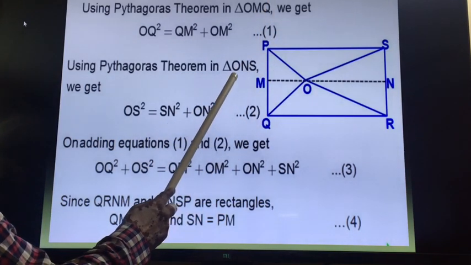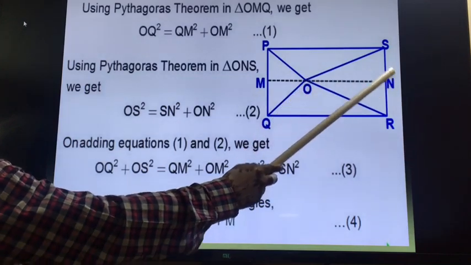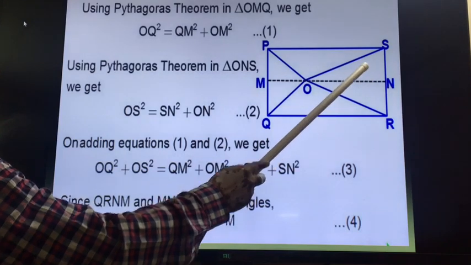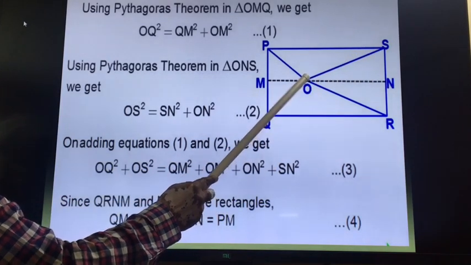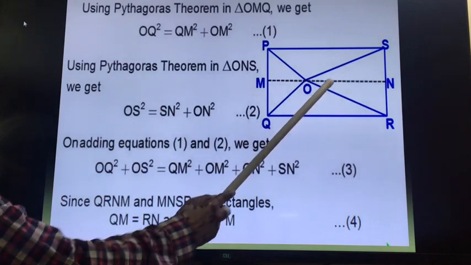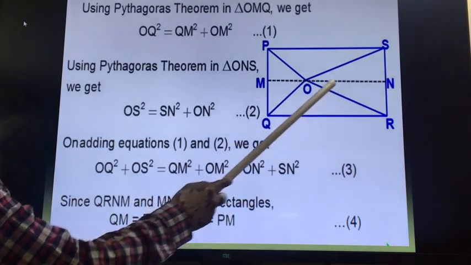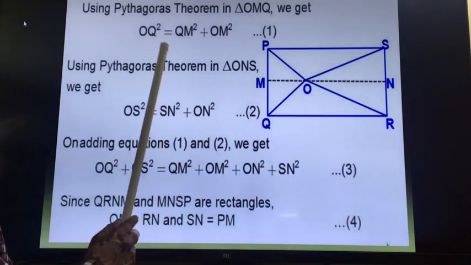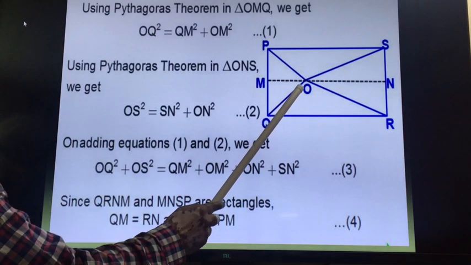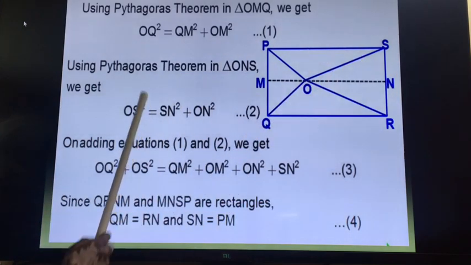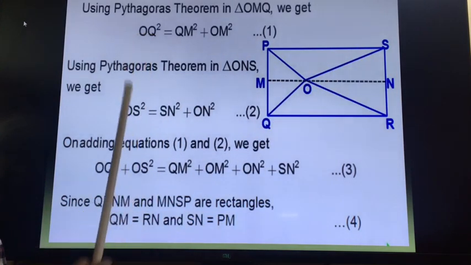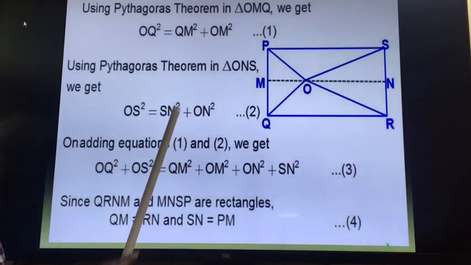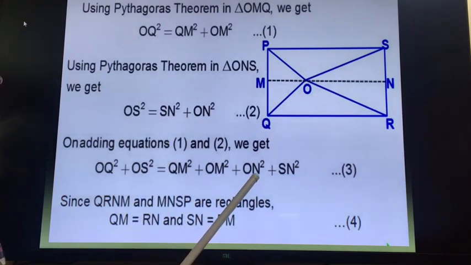Now we can take the triangle ONS. In this triangle, this angle ONS is 90 degree. So OS is hypotenuse. So hypotenuse square OS square is equal to SN square plus ON square. This is by Pythagoras theorem. Now we want OQ square and OS square together. So we will add these two equations. So we will get OQ square plus OS square is equal to QM square plus OM square plus SN square plus ON square.